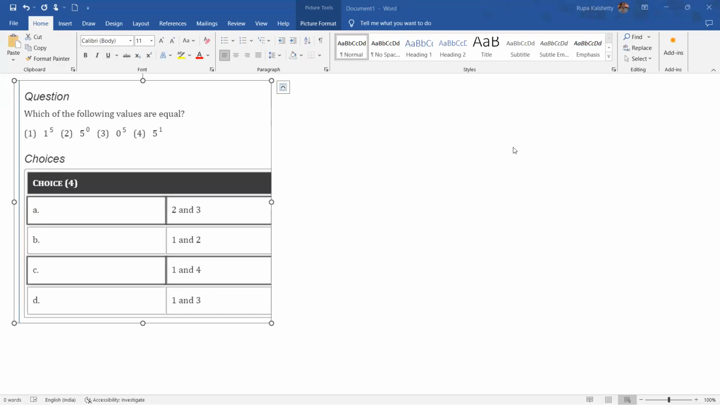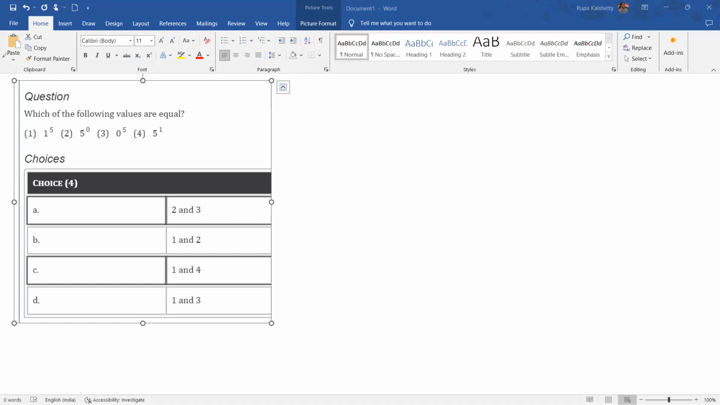Hello everyone. Today we're going to solve this very simple but interesting question. Okay, so here's the question. The question asks you, which of the following values are equal here? Okay, so they have given us the options which we have to choose from.